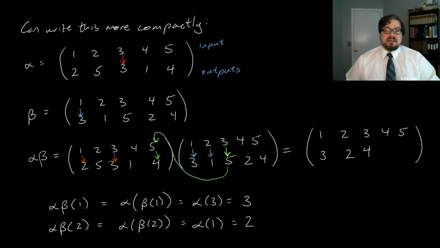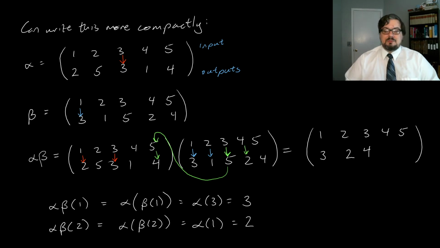A good way of thinking about this is that we're applying the two permutations in sequence. We're applying beta first, and then we're applying alpha. And so if we throw 3 into this, first we apply beta, which sends 3 to 5, and then we apply alpha, which sends 5 to 4, and so all together, 3 gets sent to 4 when you apply both of them.